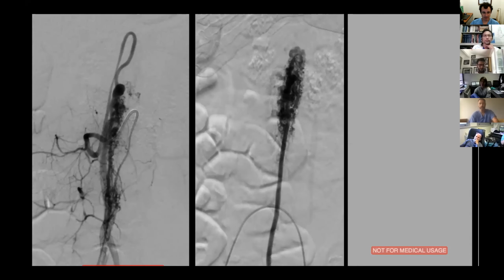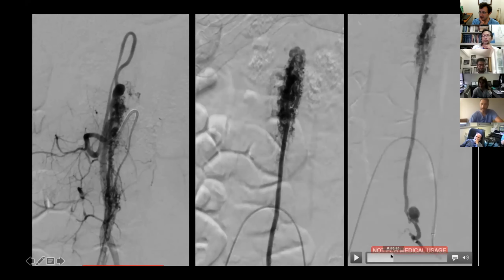In terms of the anatomy, I guess what I would say is, that artery, right? The artery, that's the S1. I assume that's the S1 radicular artery that was at the S1 foramen.